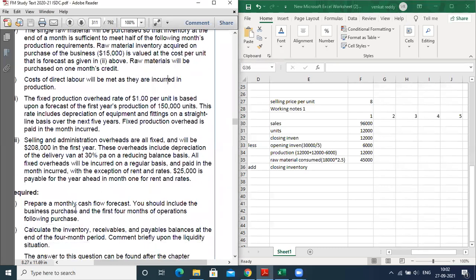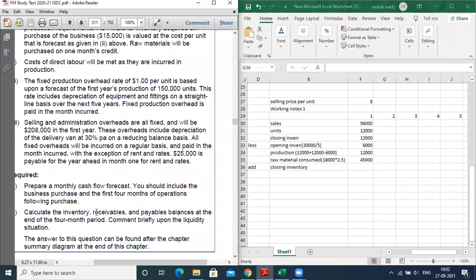So first requirement is you need to prepare a monthly cash flow forecast, and you should include the business purchase and the first 4 months of the operation, and we should calculate the values of receivables, inventory, and payable balance. So this is the requirement.